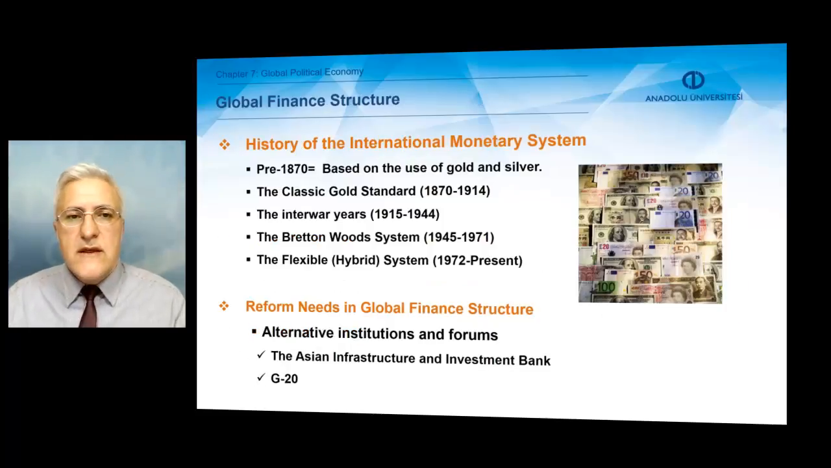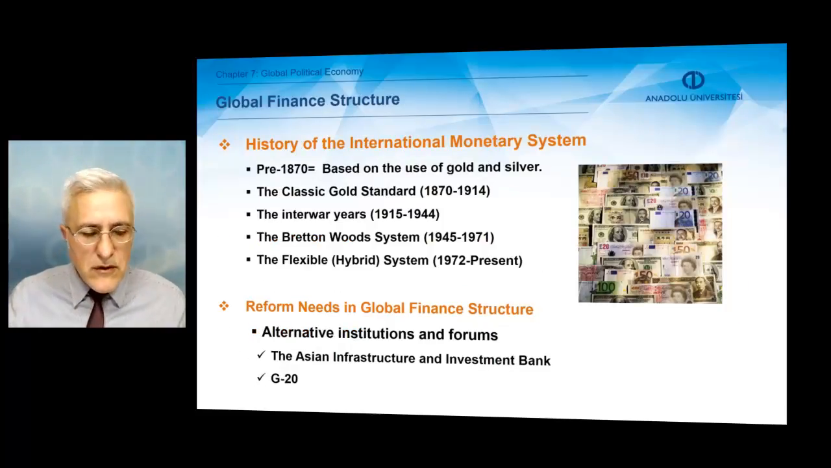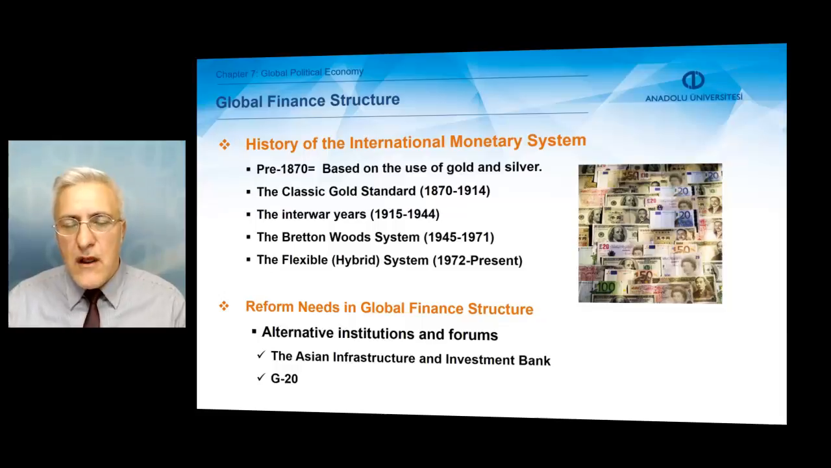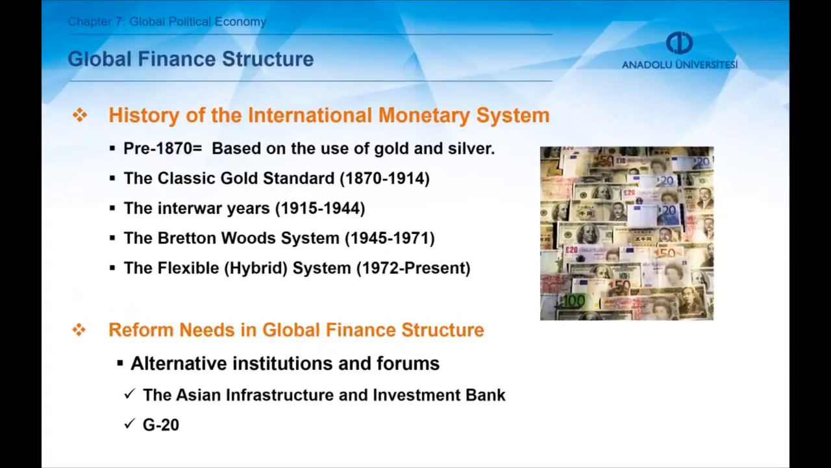And the chapter finally reviews global finance structure. First of all, it gives the history of the international monetary system. Before 1870, we see a system based on the use of gold and silver. However, between 1870 and 1914, we see the classic gold standard. However, after 1914, starting with the First World War, and up until 1945, in the interwar years, we see generally inflation and a lot of crises and the Great Depression.